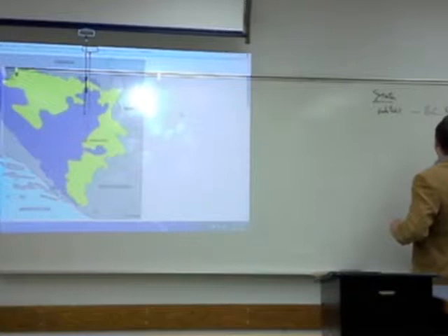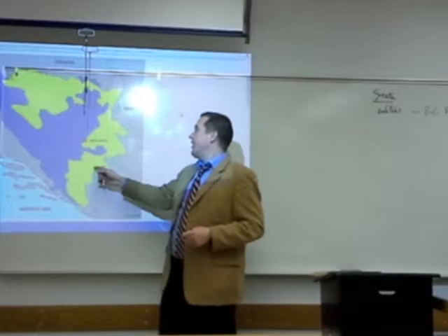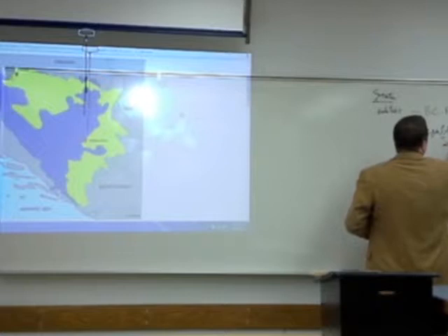And that is one of the parts of Bosnia and Herzegovina. This is the blue. This is called the Bosnian Croat Federation, and it is one of the entities part of Bosnia and Herzegovina. The other entity of Bosnia and Herzegovina is the Serbian Republic, or Republika Srpska. But if you say Serbian Republic, it's fine.